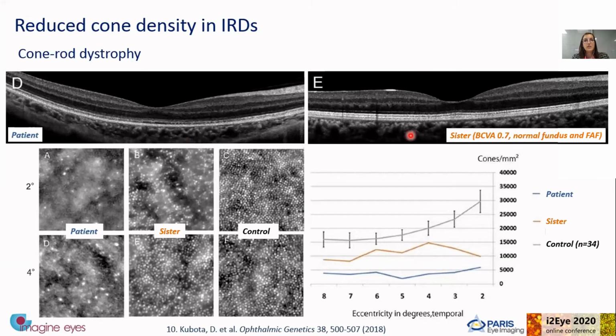So the patient's younger sister, she had BCVA of 0.7, but normal fundus and FAF images. The photoreceptor lines on the OCT-B scan were slightly disrupted, but what is interesting is that the cone density, as evaluated from the adaptive optics images, was significantly reduced compared to the data from normal controls.